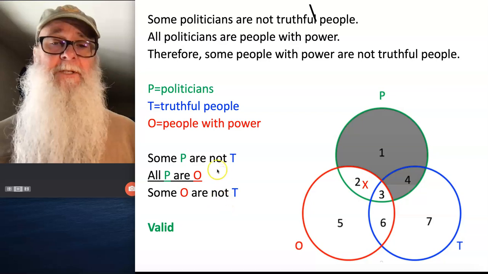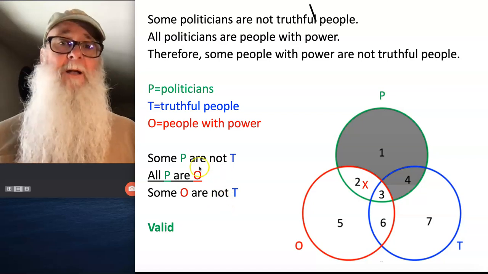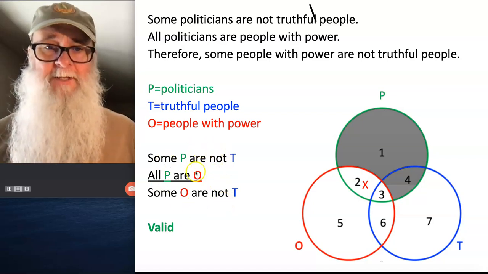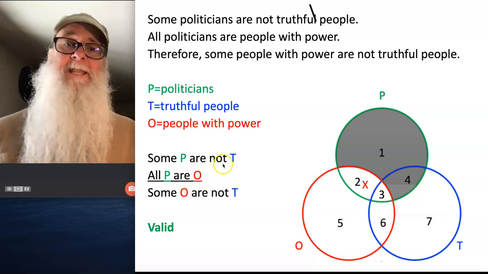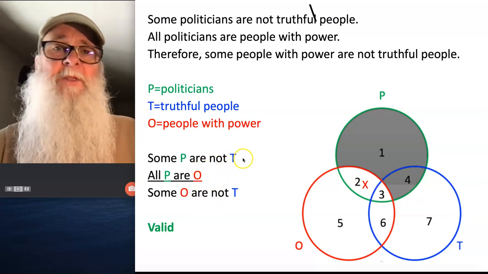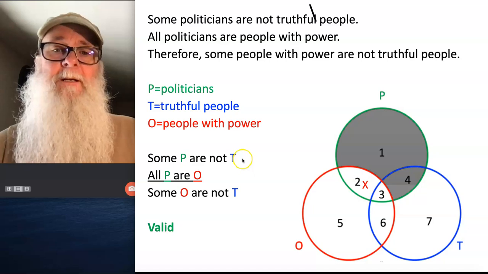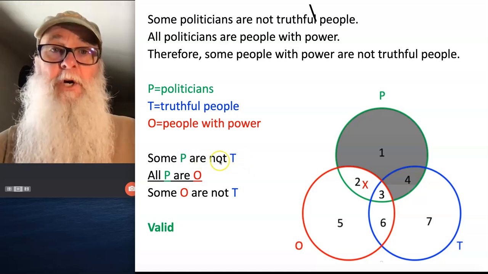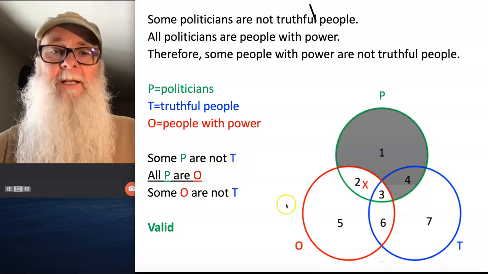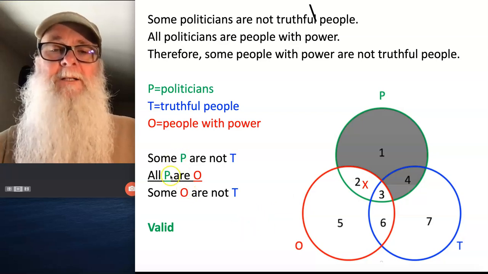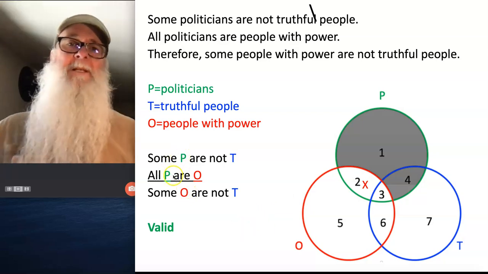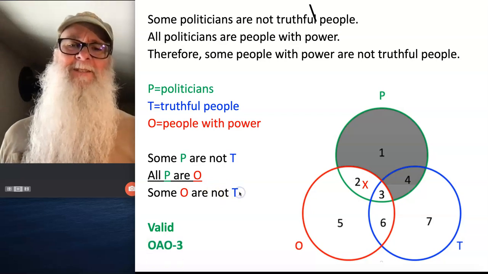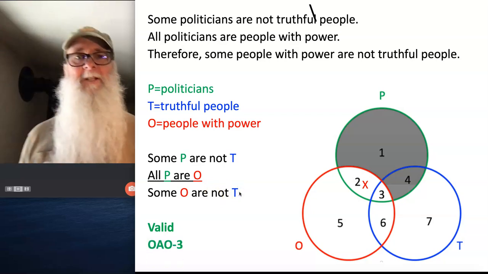Again, this is where reducing the argument down to symbols makes my work much easier, because I can verify that the argument's in standard form, and then I can look to see what the mood and figure of this argument is. And I can see here I've got an O premise, an A premise, and an O conclusion, and my middle term is over here in the subject positions of both premises. That tells me this is an OAO in figure 3.